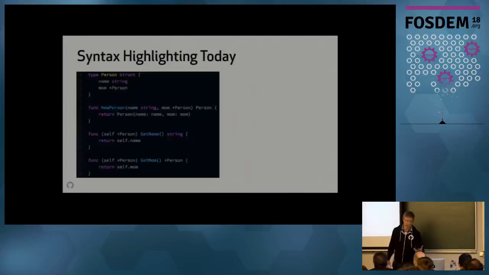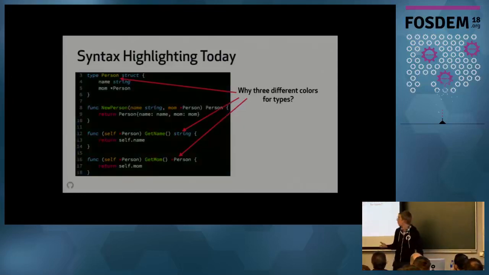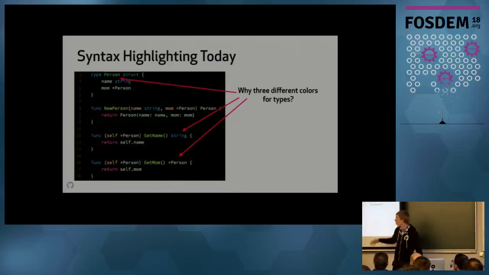So for example, let's take a look at some syntax highlighting that you might see in your text editor today. So here's some Go code. It's kind of hard to read, but it defines a person type. But the thing about this is you can see here the types appear in 3 different colors in this example. The person appears first in yellow, and then in white, and then this other type, string, appears in pink for some reason.